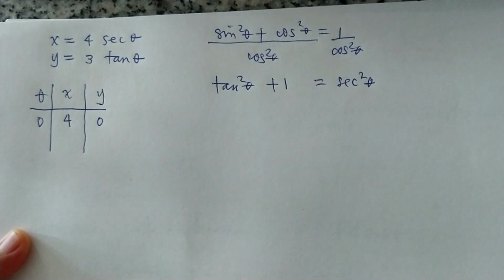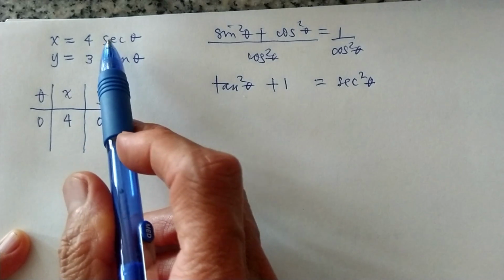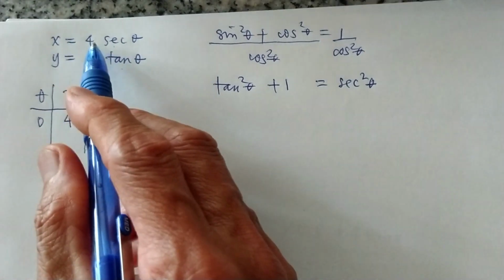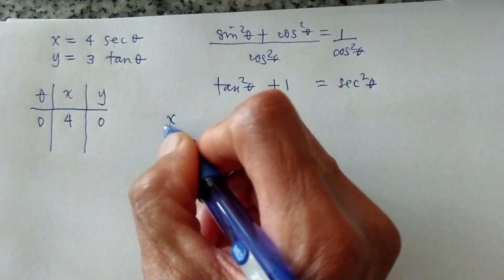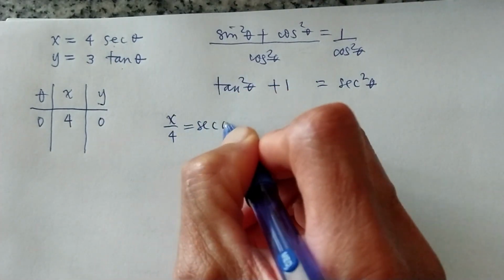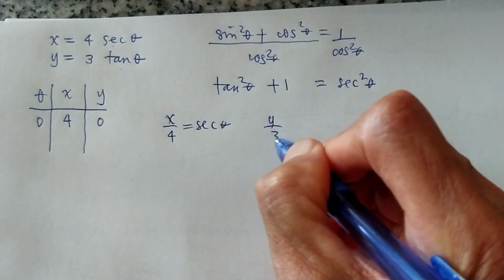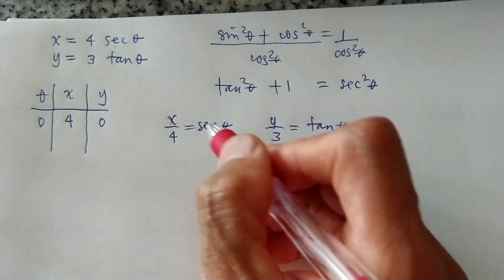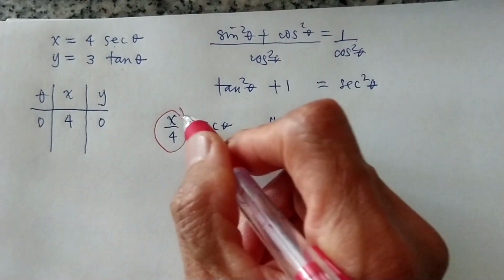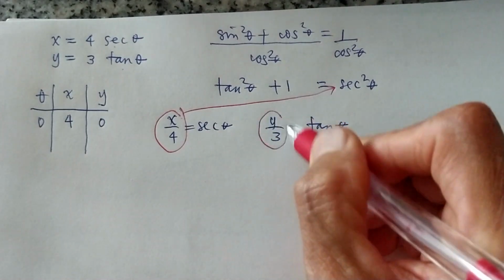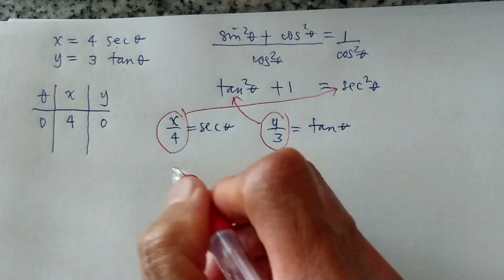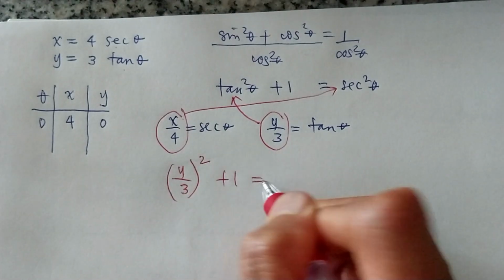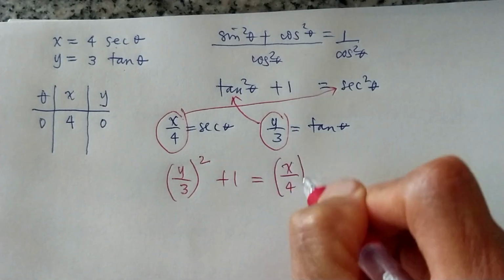There you go. So what we will do is rewrite this in terms of secant and tangent and then plug them in here. So looking at the x, it's going to be x over 4 is equal to secant theta, and y over 3 is equal to tangent theta. Plugging this now into tangent squared plus 1 equals secant squared, our equation becomes y over 3 squared plus 1 is equal to x over 4 squared.